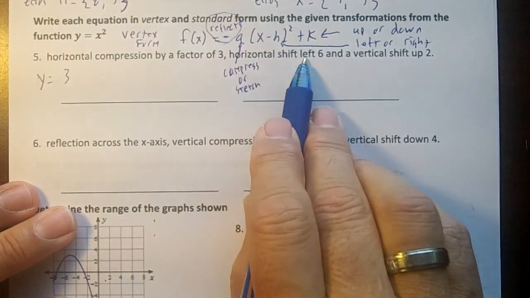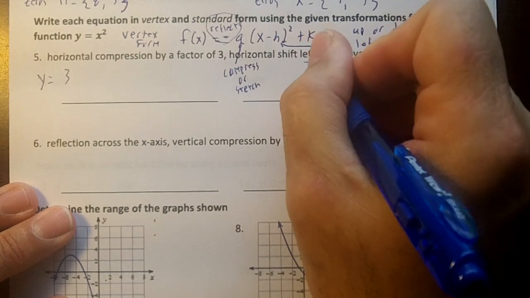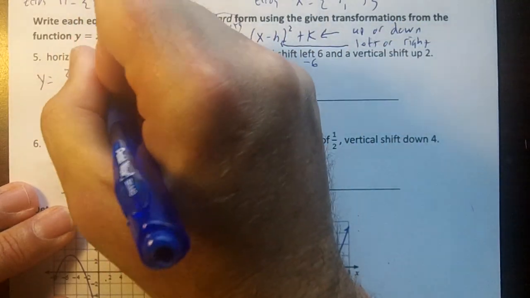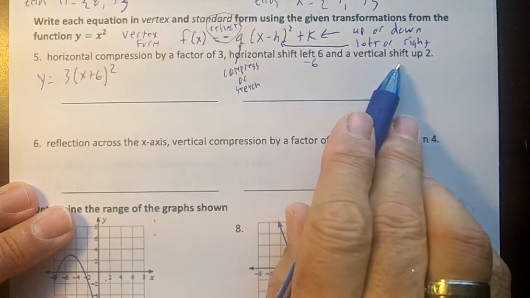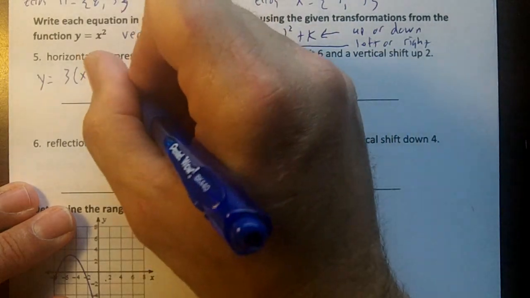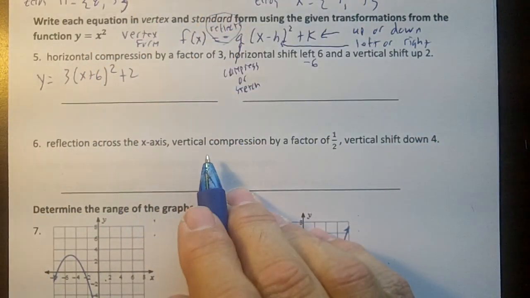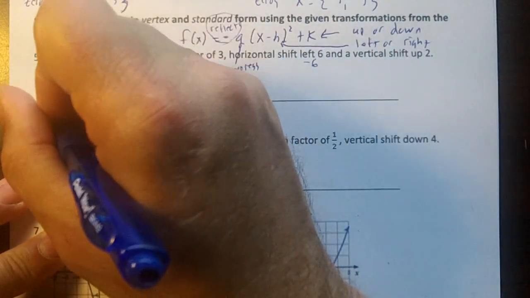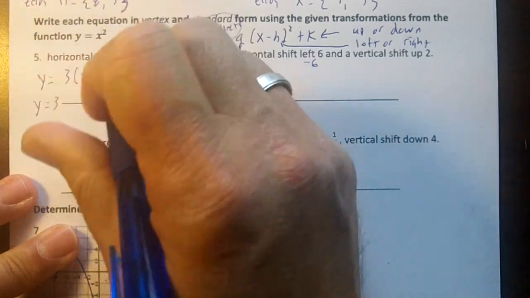Now then, a horizontal shift left 6 is a negative 6, but when we put it in here, we'll have a positive 6, won't we? Squared, and then a vertical shift up 2, that's my k, plus 2, piece of cake. Now then, I need to switch this to standard, so I'm going to do x plus 6 to the second power. We need to remember the trick.